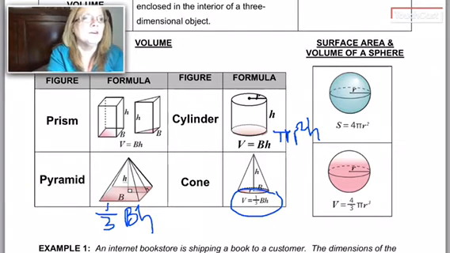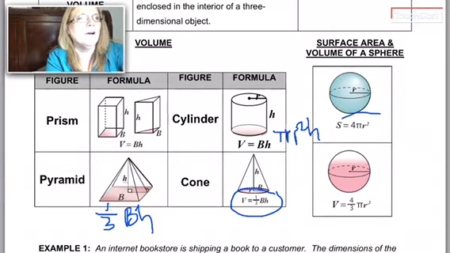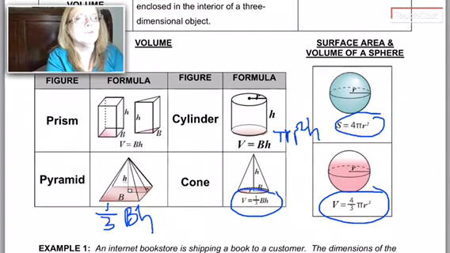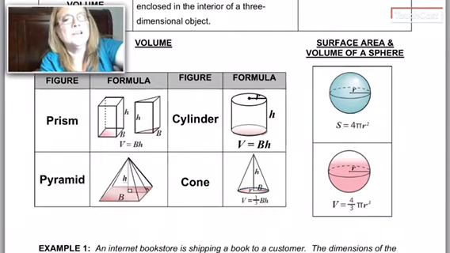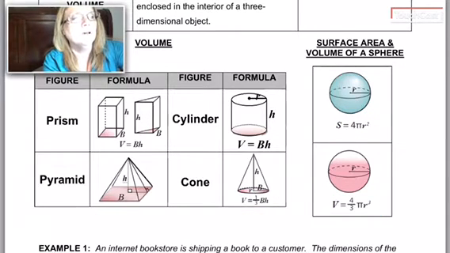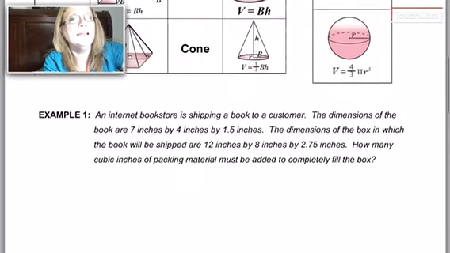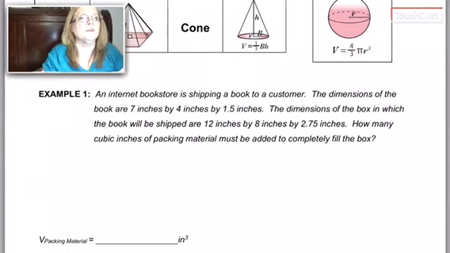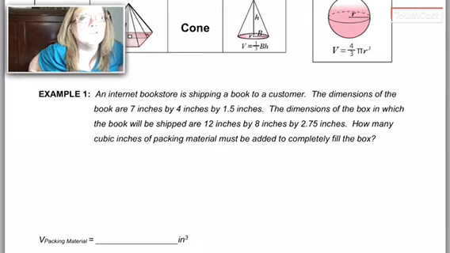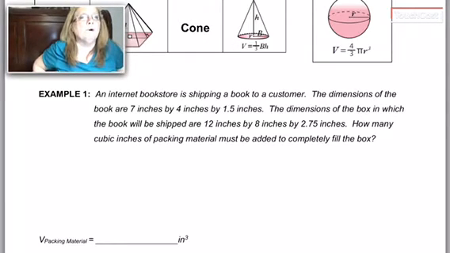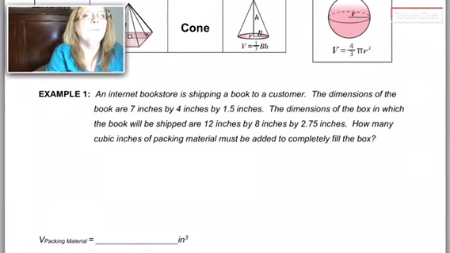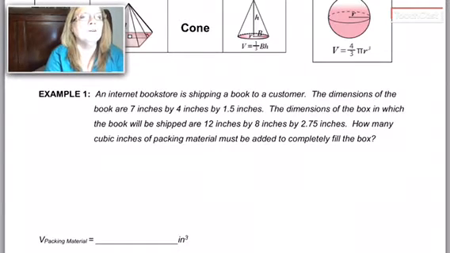And then we have surface area of a sphere, 4 pi r squared, and volume of a sphere, 4/3 pi r cubed. So now let's look at a couple examples. Okay, let's see. The first one, an internet bookstore shipping a book to a customer. The dimensions of the book are 7 inches by 4 inches by 1.5. The dimensions of the box in which the book will be shipped are 12 inches by 8 by 2.75. How many cubic inches of packaging material must be added?